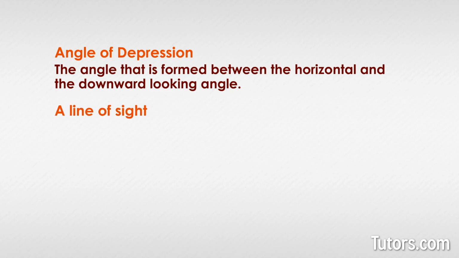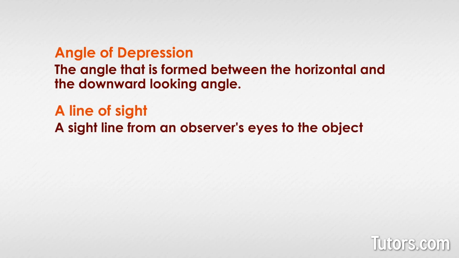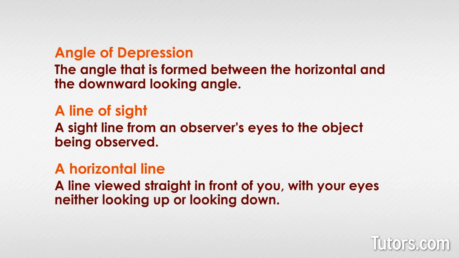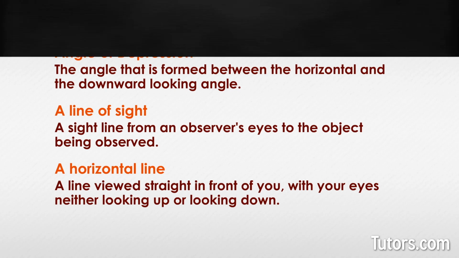A line of sight is a sight line from an observer's eyes to the object being observed. You can look up, look straight ahead, or look down. A horizontal line is a line viewed straight in front of you, with your eyes neither looking up or looking down. You are looking to the horizon. Let's look at an example.